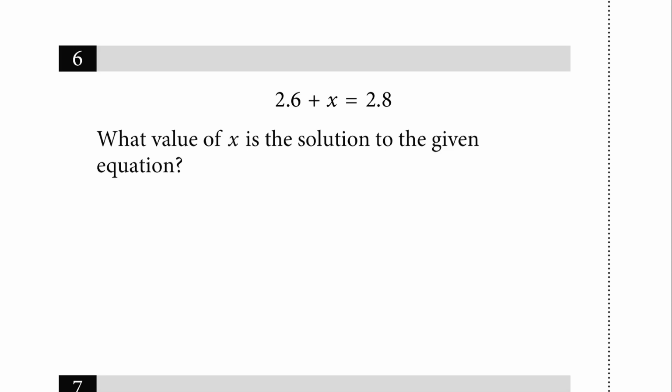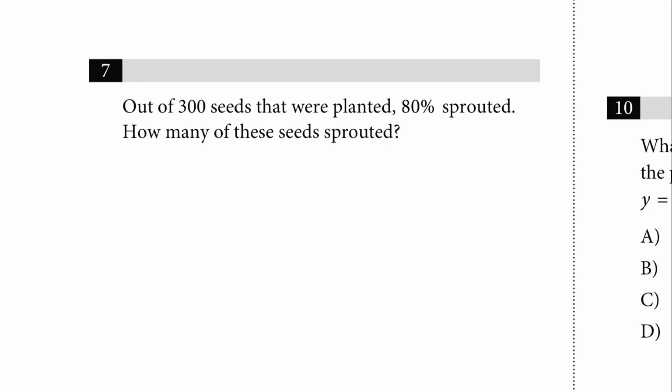What value of x is the solution to the given equation? So from here, all we're going to do is subtract 2.6 from both sides. So the answer is 0.2. Out of 300 seeds that were planted, 80% sprouted. How many of these seeds sprouted?